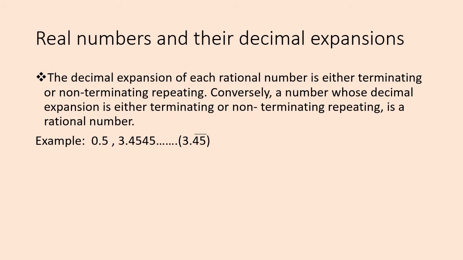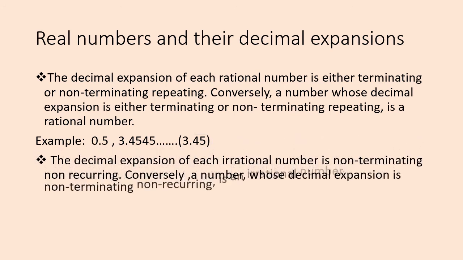Now the number 3.4545, etc. That means it is a non-terminating but repeating decimal. So you can write it as 3.45 with a bar, because the digits 45 are repeating. So the decimal expansion is non-terminating repeating. Therefore, it is a rational number.